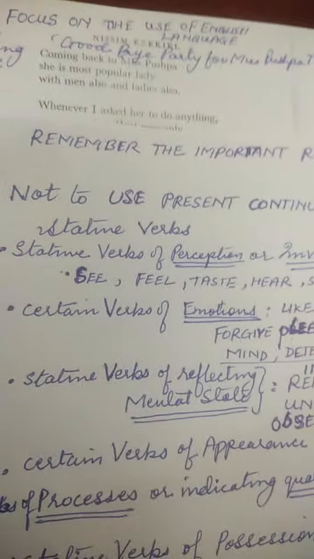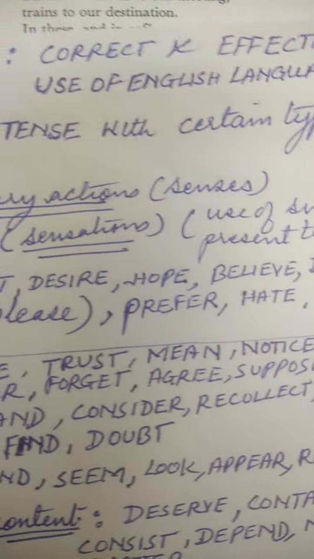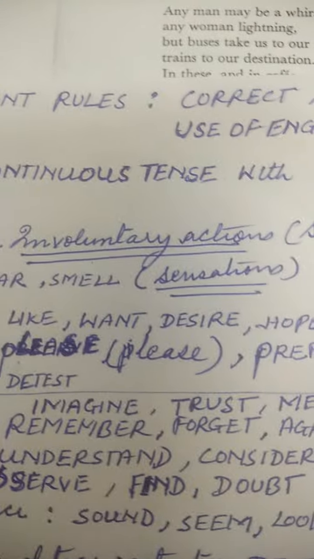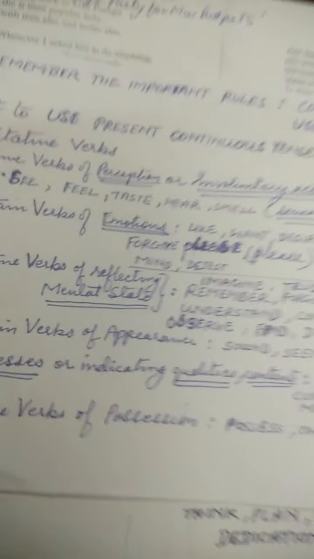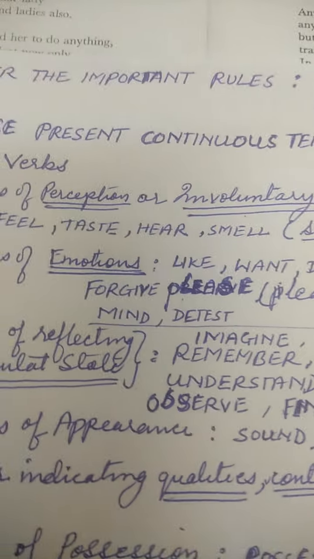So at least you should know what kind of words they are called. Stative verbs of perception and involuntary action. Is that clear, students? And use simple present tense instead of present continuous. So these are some important rules for effective expression. First and foremost, we have stative verbs of perception. Here are certain examples: taste and feel and see.